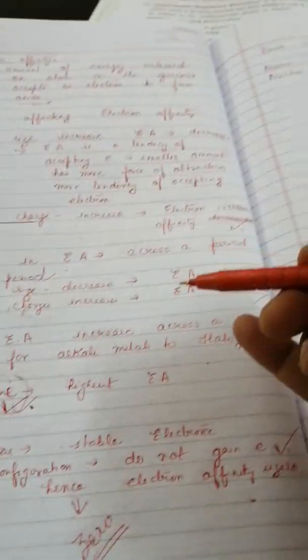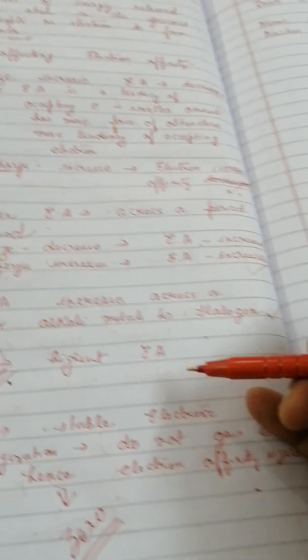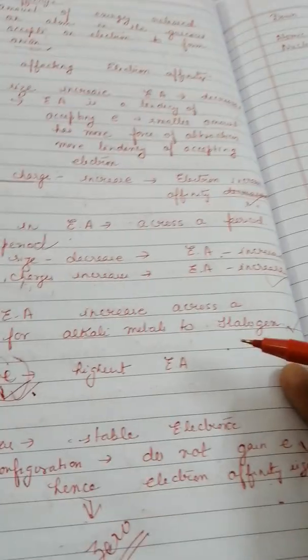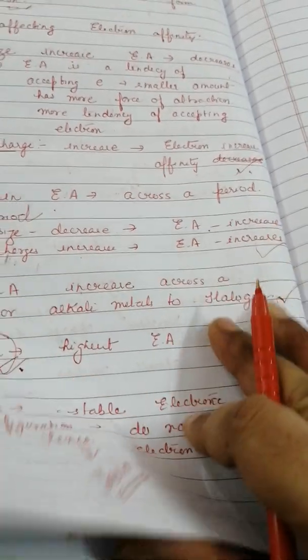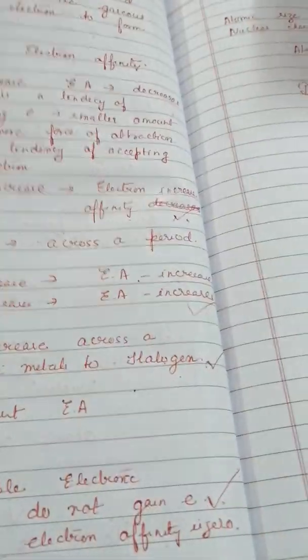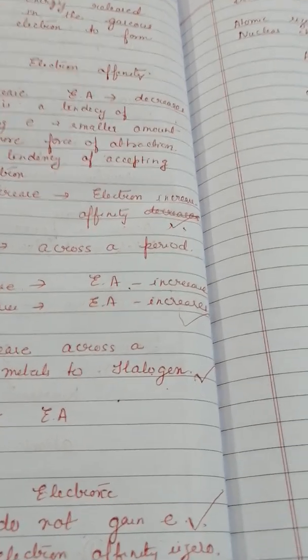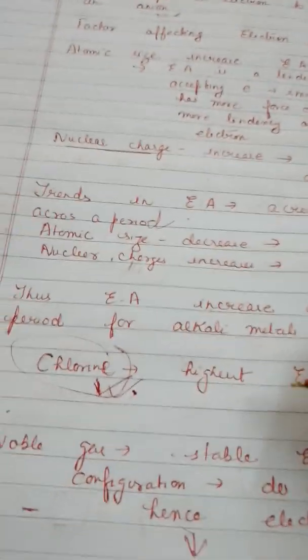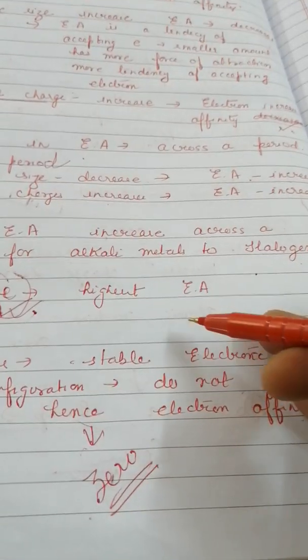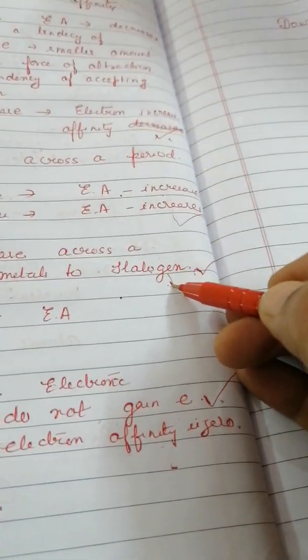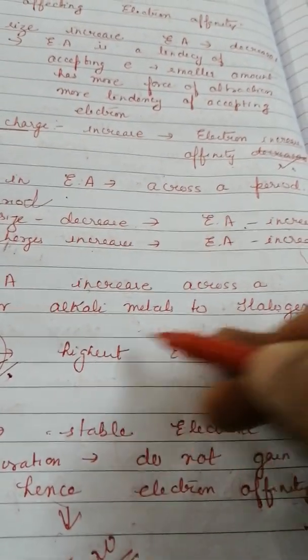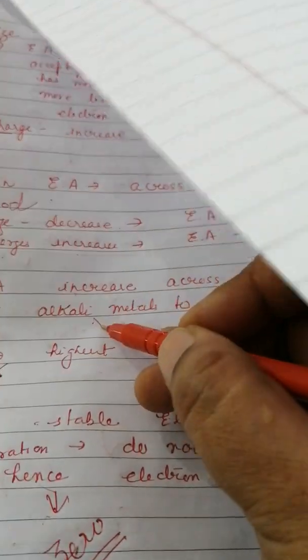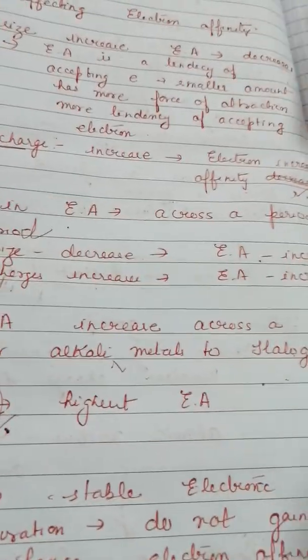Affinity itself means a liking for something, and noble gases do not have it, because they have a stable electronic configuration and need not gain, lose or share any electrons. So noble gases have zero electron affinity. So what we have seen here is that across the period, electron affinity increases from the alkali metals to the halogens. In every period, halogens have the highest electron affinity, while alkali metals have the lowest.